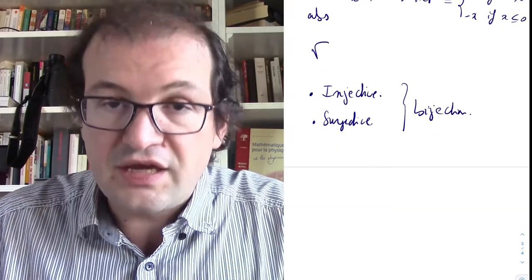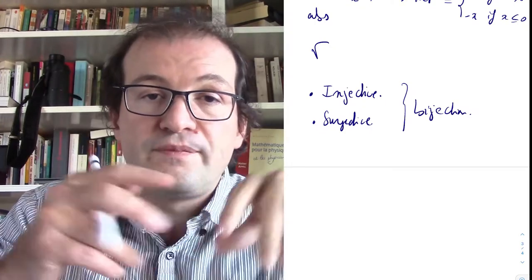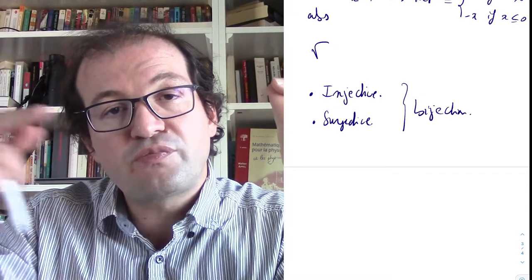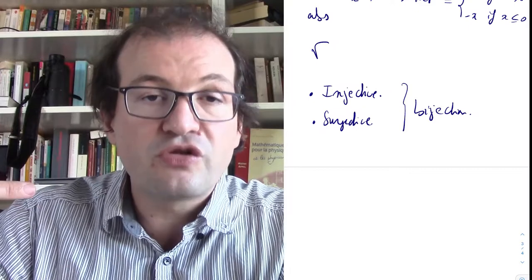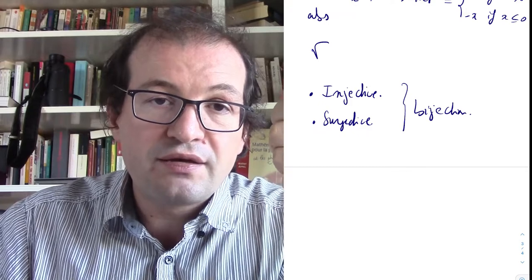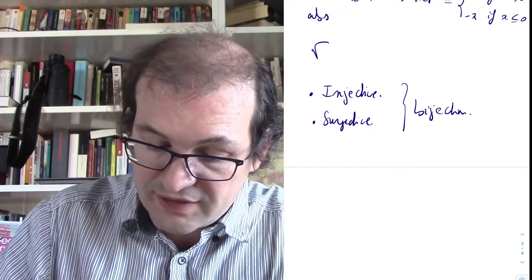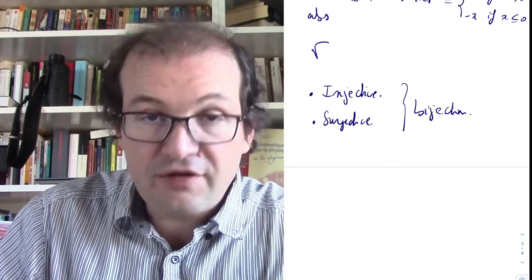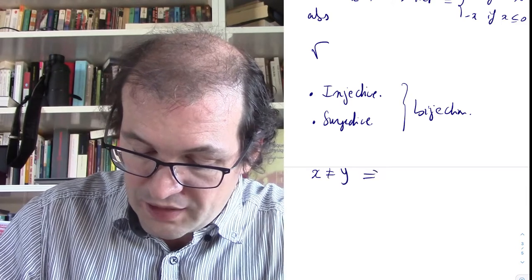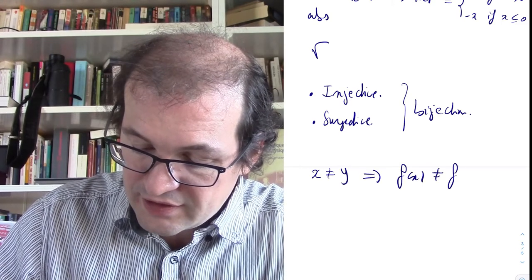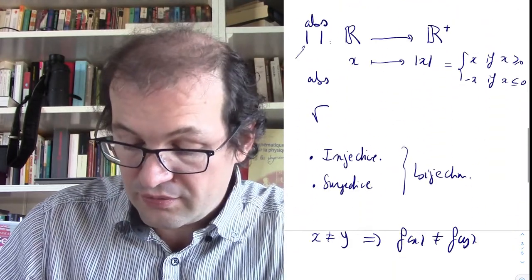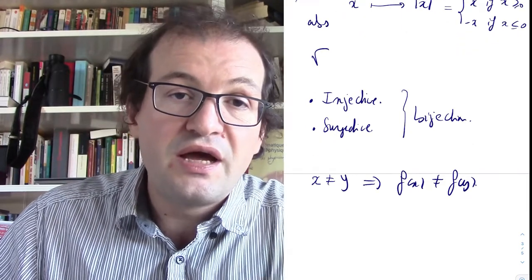So what defines the injection? The injection is if two different values of the domain, for these two different values, the function provides two different values in the codomain, right? Said otherwise, it means that every value of the domain gives a different value in the codomain. So in mathematical terms, a function is injective if and only if x different from y implies that f of x is different from f of y. It's certainly not the case of the year-of-birth function, because many mathematicians are born in the same year.